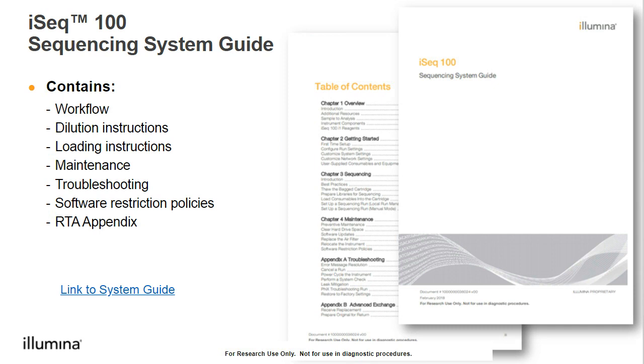I think this iSeq 100 system sequencing guide is one of the most comprehensive guides we have on an instrument, and so there's a lot of great information in here. I personally like to bookmark it as a web page rather than downloading and printing out the PDF, just because this does get revisioned every once in a while, especially when a new control software version comes out. And I have a link to that system guide down here.